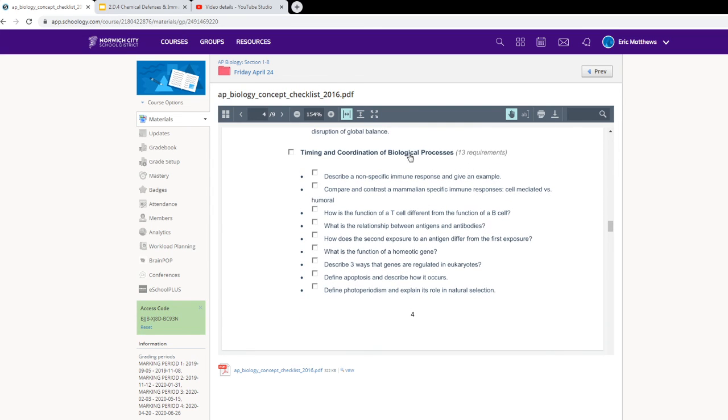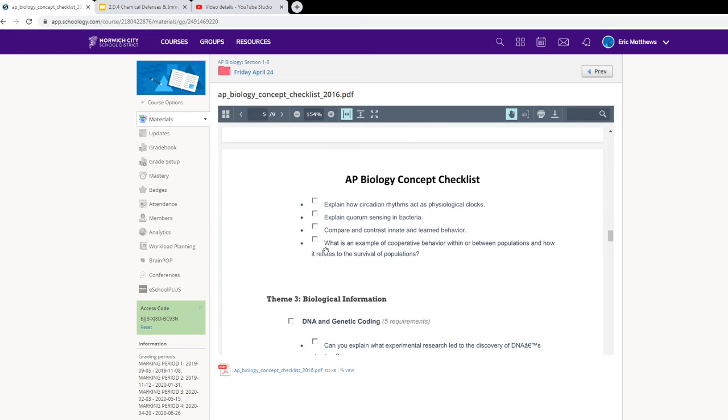Right here, timing and coordination of biological processes. Almost all of these are immune system related. So, once again, we can ignore a lot of those.